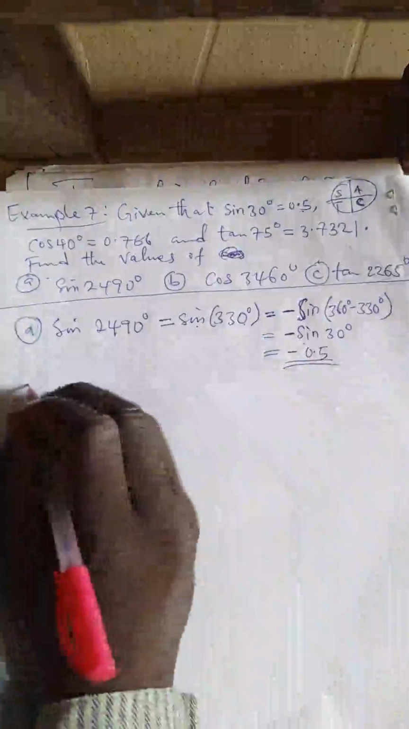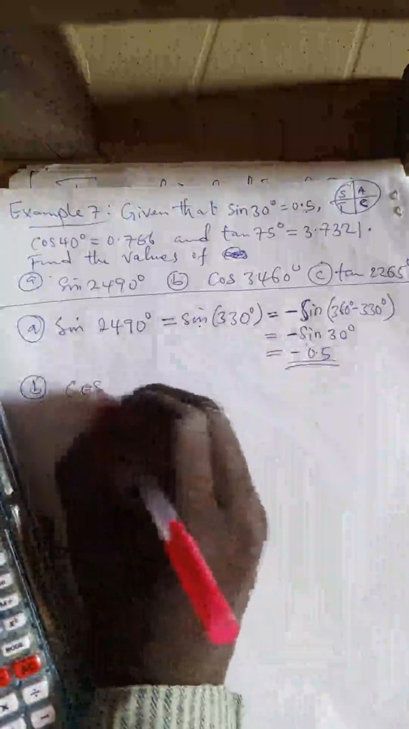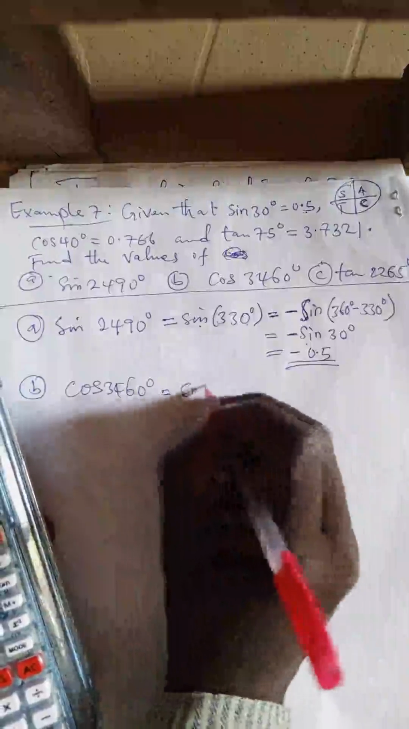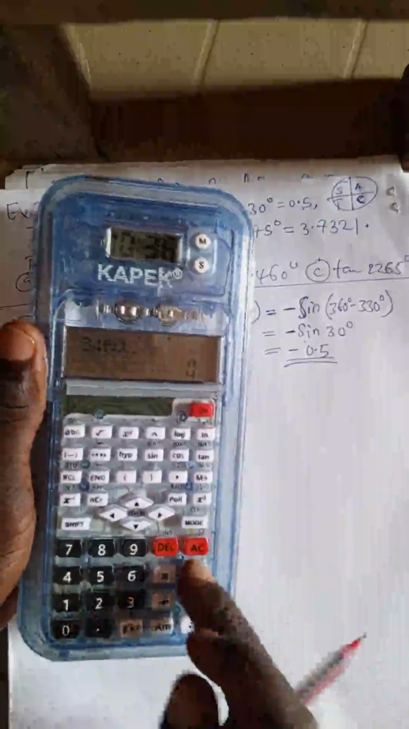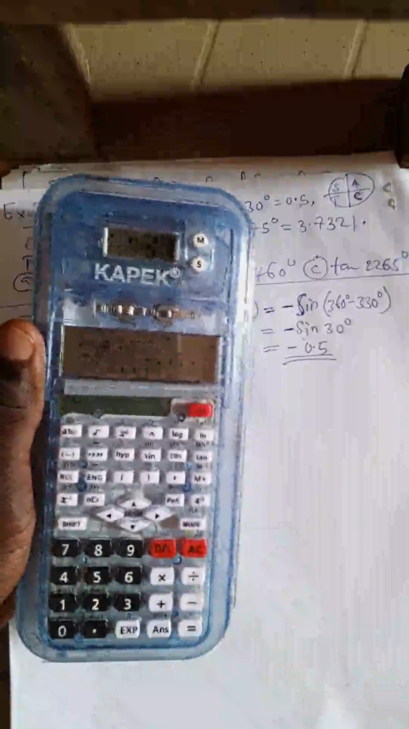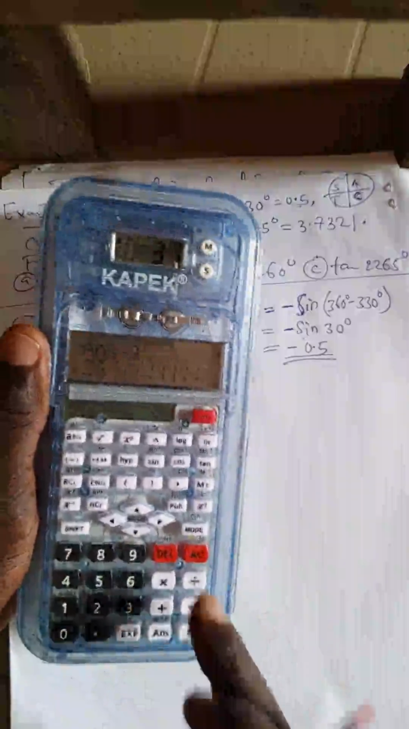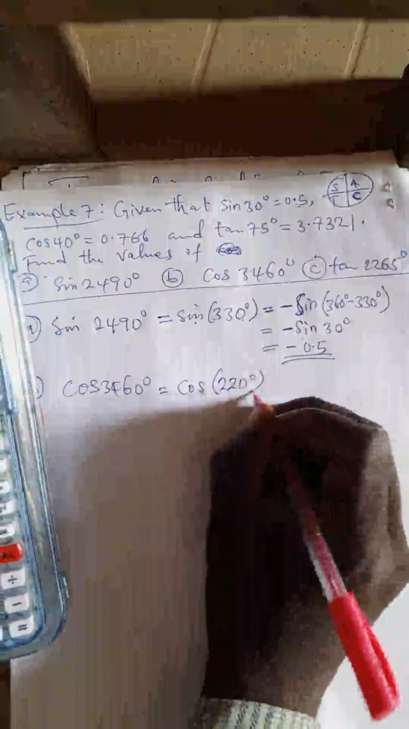And that's it. So we go to the B part of the question, which says we should find cos 3460 degrees. So this is equal to cosine of 3460. We use our calculator: 3460 divided by 360. From the answer, you minus the whole part, and then you multiply by 360, and the remainder is 220. So you have 220 degrees.